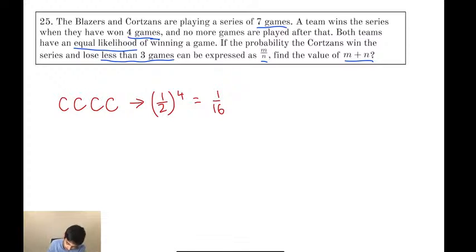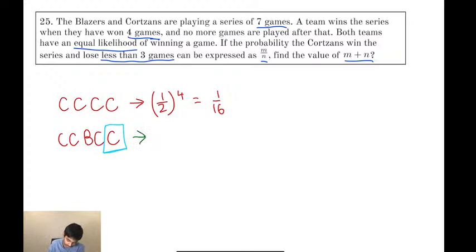The next case is where you have a Blazer win. So let's see something like Courtstands, Blazers, Courtstands. Something to remember here is that the last game has to always be a Courtstands win, because after the Courtstands win the series, there's no more games. Blazers can't win any games after the Courtstands have already won the series, right? So that means the last game has to always be a Courtstands win in order for this to be true.